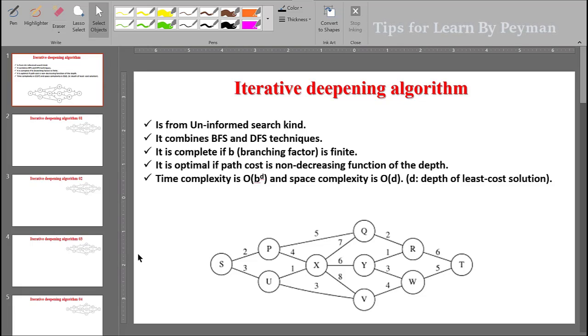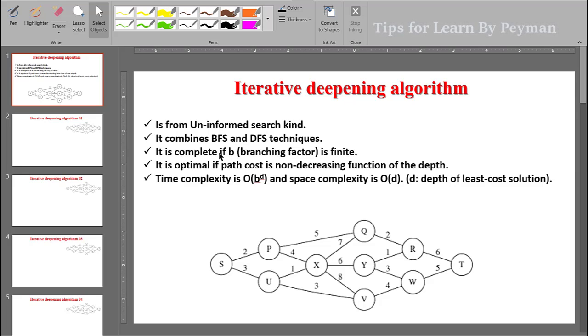In this video I'm going to teach you how the iterative deepening algorithm works. As you know, in the artificial intelligence domain, we have search problems which are divided into two types, uninformed and informed search. So let's check the specifics of the iterative deepening algorithm. As you can see, it is of the uninformed search kind. It combines the breadth first search and depth first search techniques.